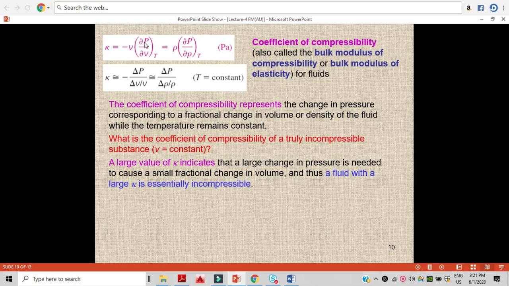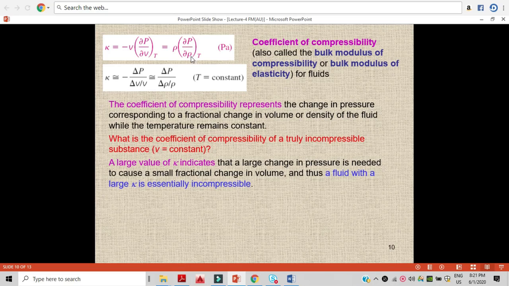And we can express the same thing in terms of density. The change in pressure corresponds to the fractional change in density of the fluid while the temperature remains constant. So we can define the bulk modulus or coefficient of compressibility in terms of density also. This increase in pressure corresponds to the fractional change in density. Here there is a positive sign. If you increase the pressure, what will happen? The density will also increase.